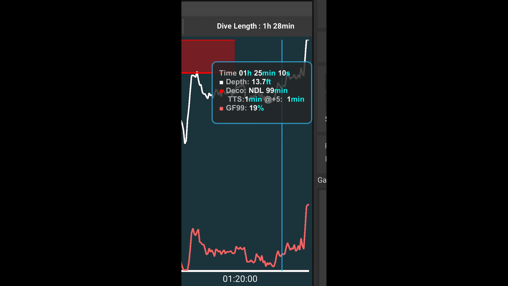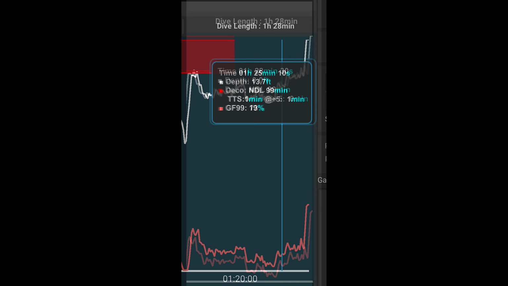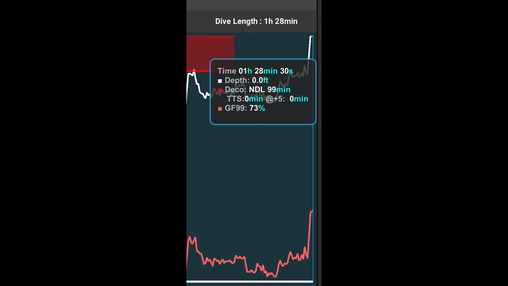Once I completed my mandatory stop, I did a 5-minute safety stop. I seem to remember that my surface GF was around 80% at this point. Still over 800 psi, I decided to wait until my surface GF was further reduced to 75%. It took about 3 minutes, and then I did a slow final ascent where my gradient factor ended the dive at 73%.